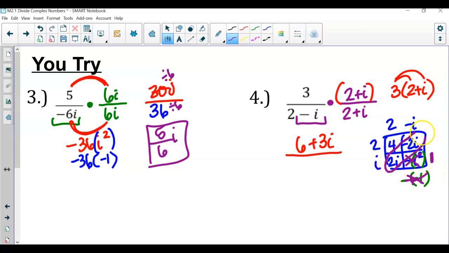Then again, notice with the conjugates, the negative 2i plus 2i is 0, it cancels out. You're just left with here 4 plus 1. 4 plus 1 is 5. So you can leave this as is, or also, for good practice, you could write this as 6 over 5 plus 3/5 i.